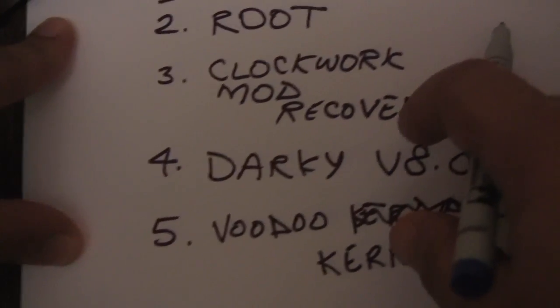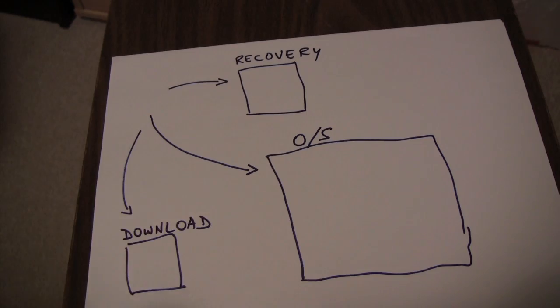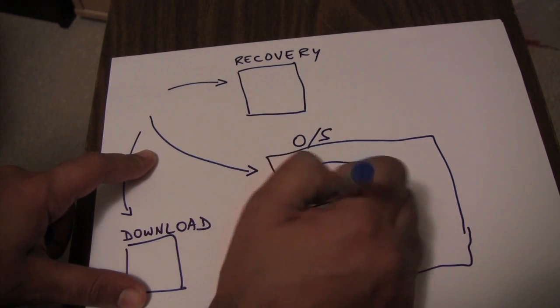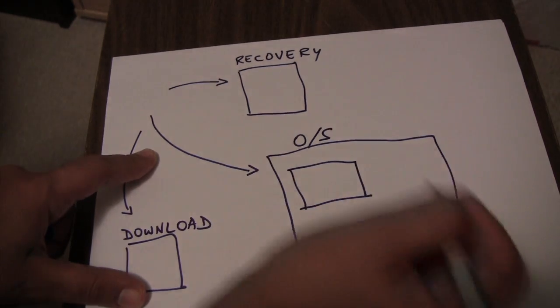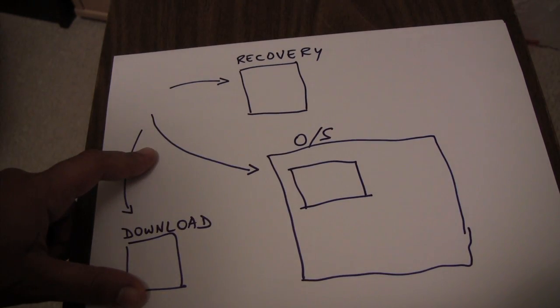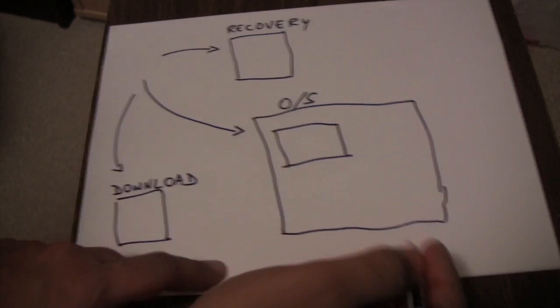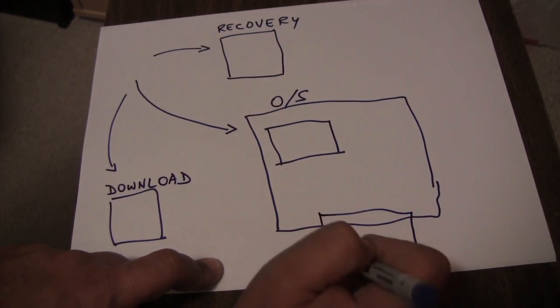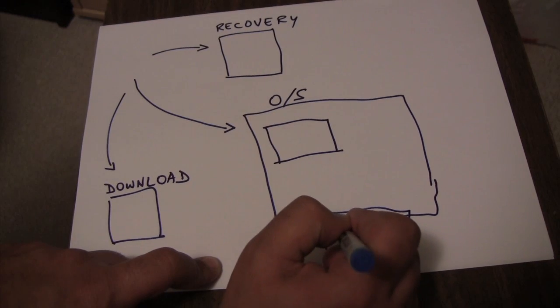All the remaining mods we're going to do today, we're going to do from the recovery menu. When you turn your phone on, you can either boot into the OS or into a download mode or into the recovery mode. Typically, to make changes to the Android OS, like flashing a new kernel or a custom ROM, you always follow the same procedure.